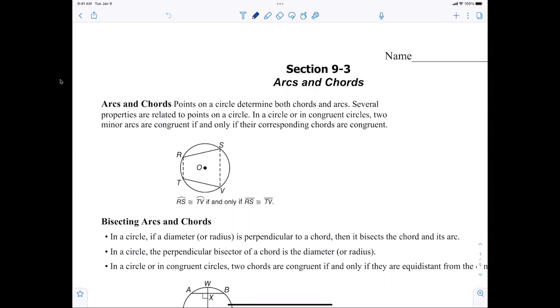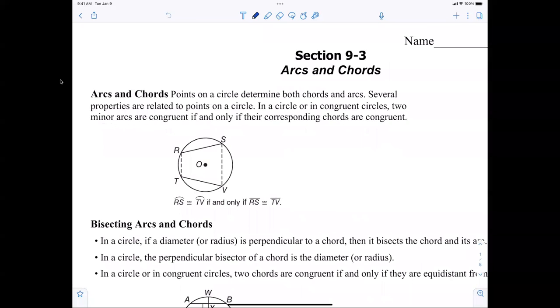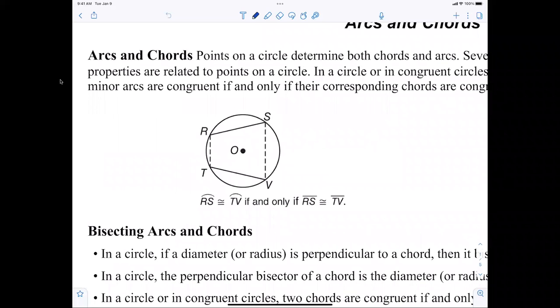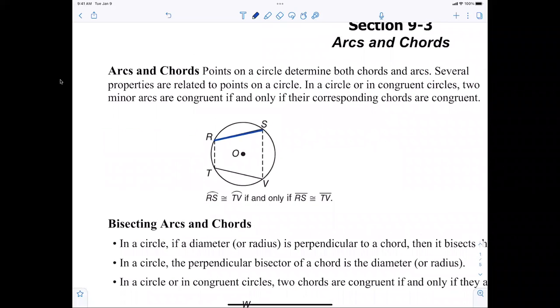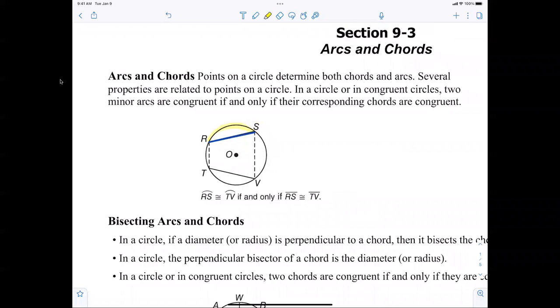Okay, so now we will talk about arcs and chords, specifically some of the relationships that are formed. So if we take points on a circle, then, for example, we call this chord RS. Two endpoints that are on the circle is called a chord. And again, the largest chord is the diameter. The largest chord is the diameter. All right, and then we have this relationship. We would just say that is arc RS.